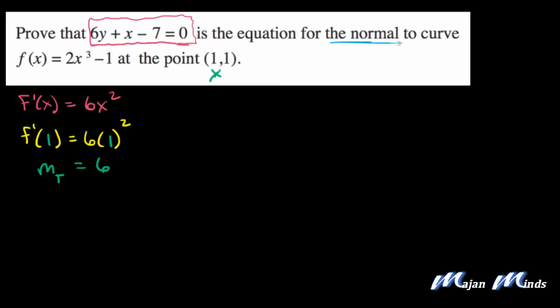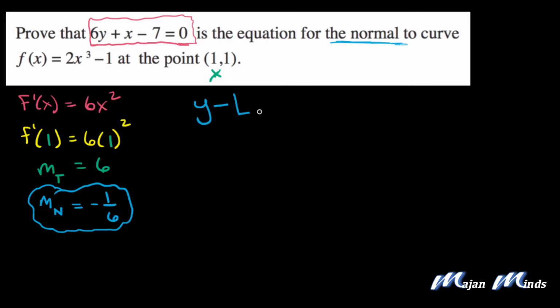See, I want the normal to the curve. Well, what's the normal to the curve going to do? It's going to be sitting down here, and this guy is not going to be 6, but he's going to be 1/6 with a negative in front there. So now I know that this is the gradient of my normal line. So let's write what that normal line is going to look like. It's going to be y minus a number equals the gradient times x minus a number.